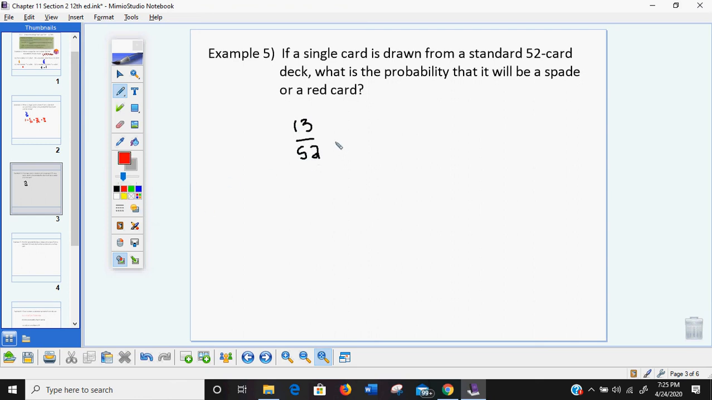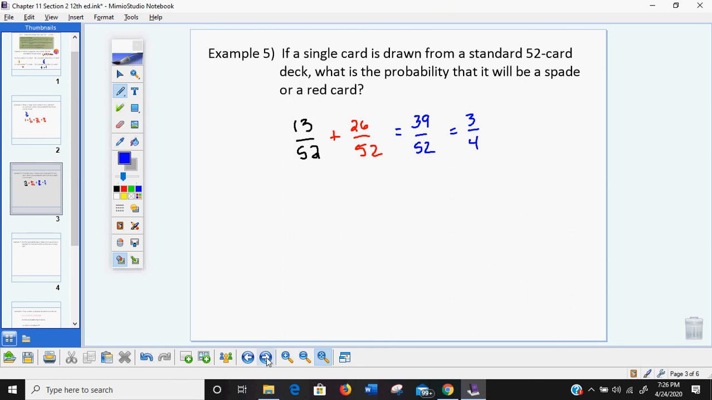Plus, now let's do the red cards. Well, half the deck is red, the hearts and the diamonds. So that would be 26 out of 52 would be the red cards. Now you always have to ask yourself, did I count anything twice? Was there any overlap? And in this case, it cannot be a spade and a red card, so I did not count anything twice. You add this up and you get 39 out of 52. And let's see, 39 out of 52 will reduce to 3/4. So the final answer would be 3/4, which could also be written as 0.75 or 75%.